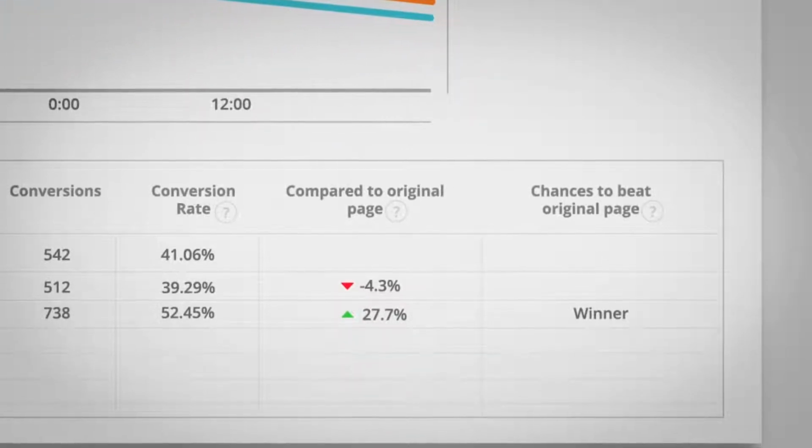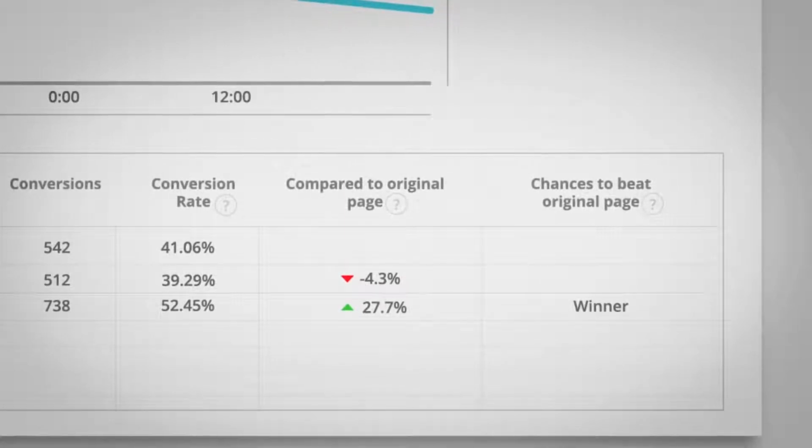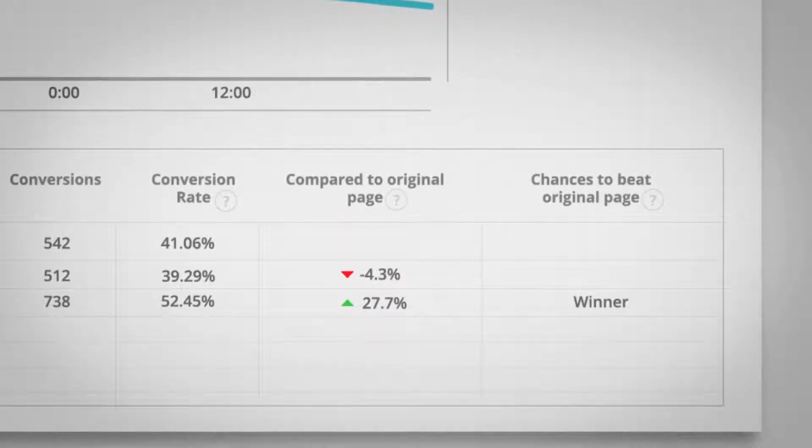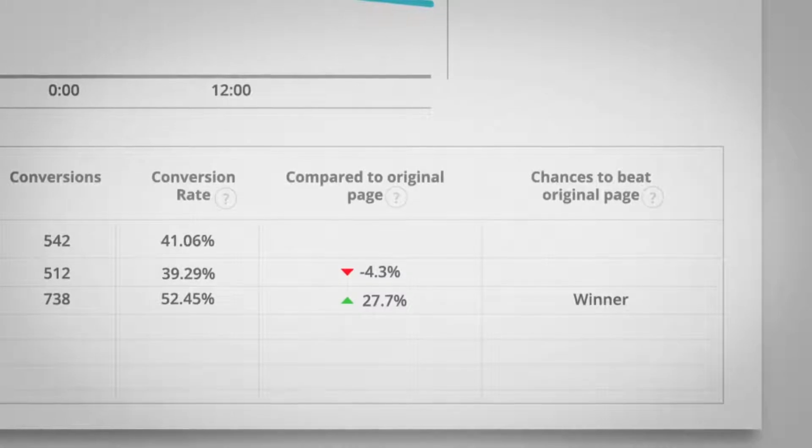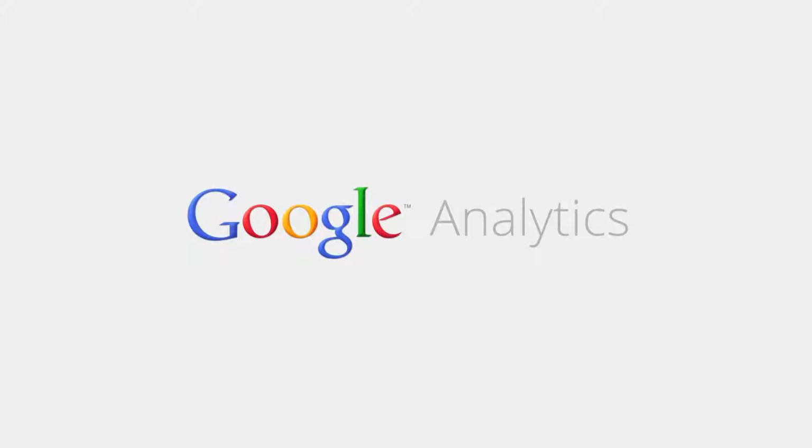original. Content Experiments integrated into Google Analytics lets you improve your site experience and optimize conversion rates on the things that matter for your business. This is just the beginning. We'll be continually improving and adding useful features to help you create an even better site.